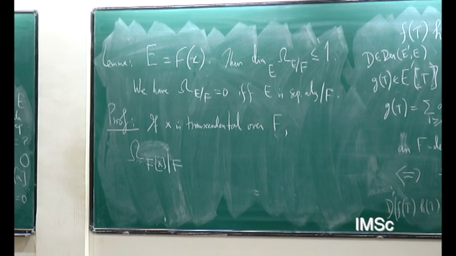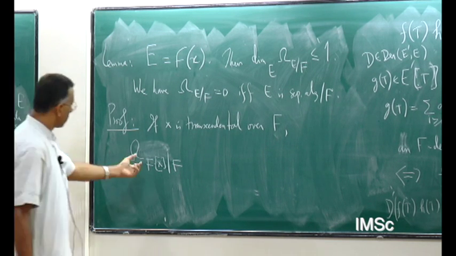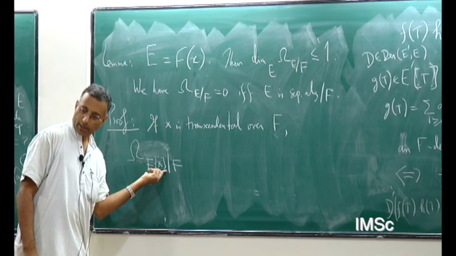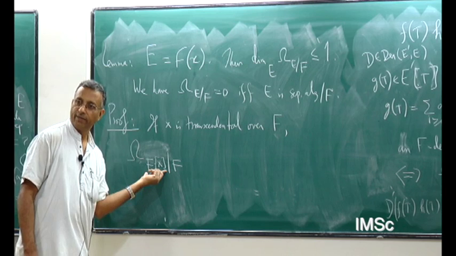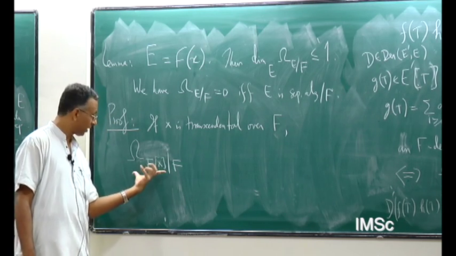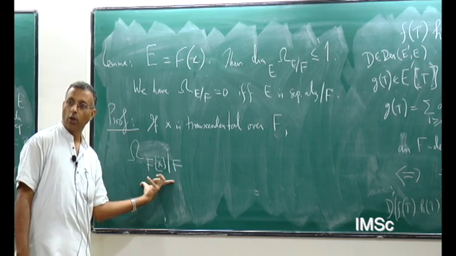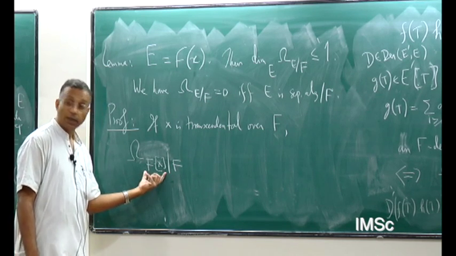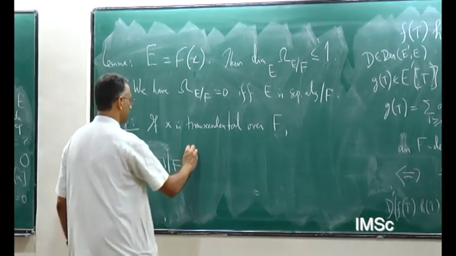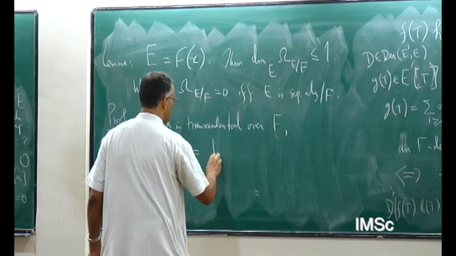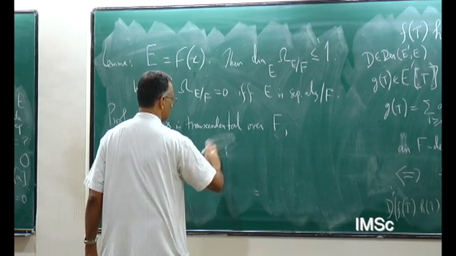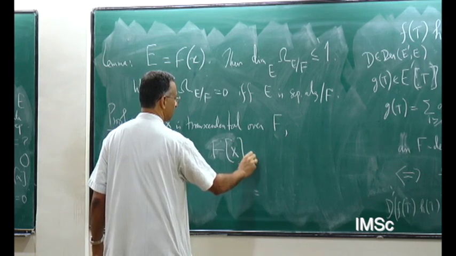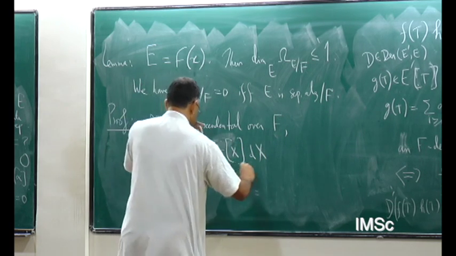x is transcendental over F. Then what is this? Yes, this is the polynomial ring over F. So this is equal to a free module with one generator over F[x]. So you can write this as F[x]dx, a free module.